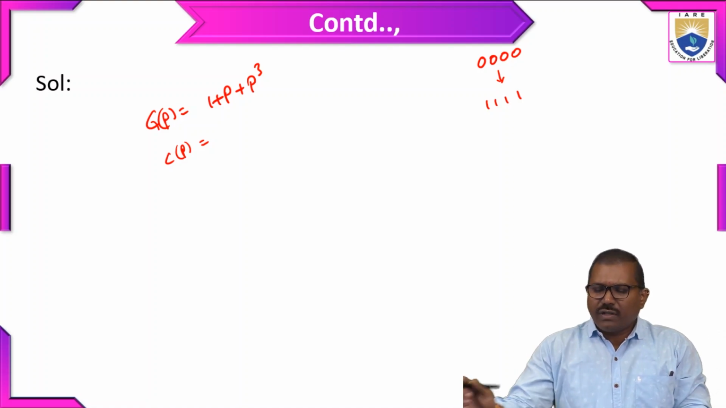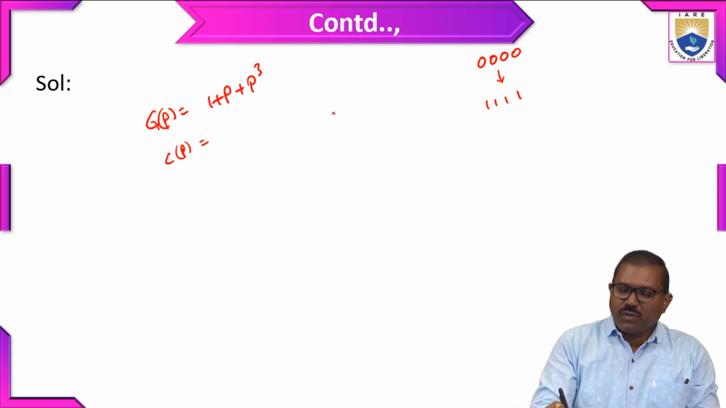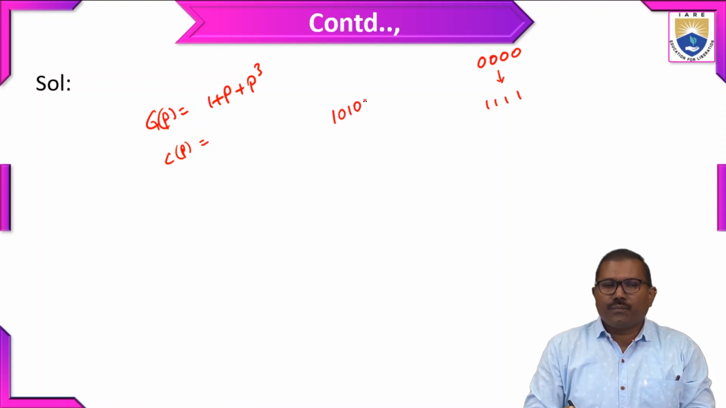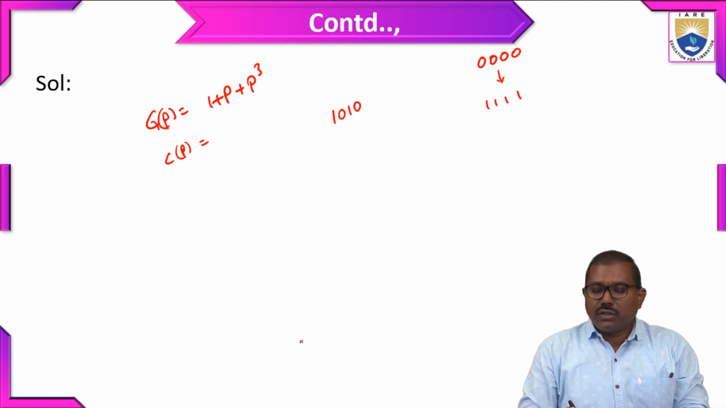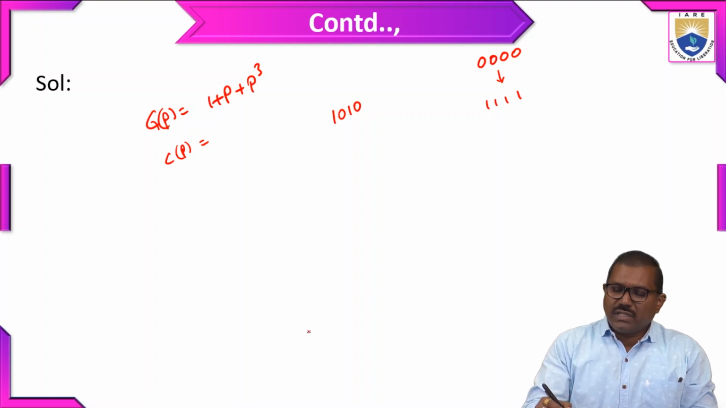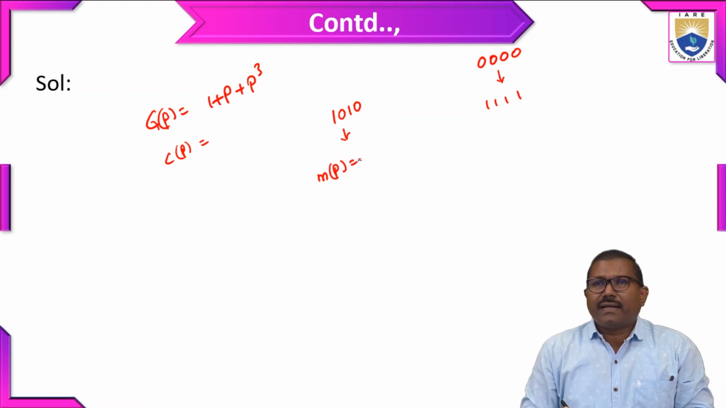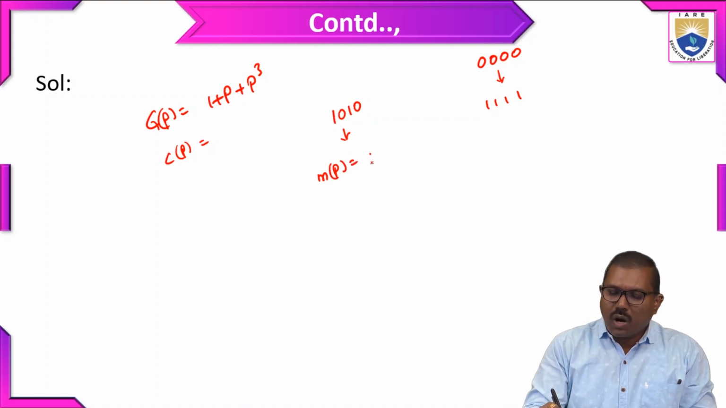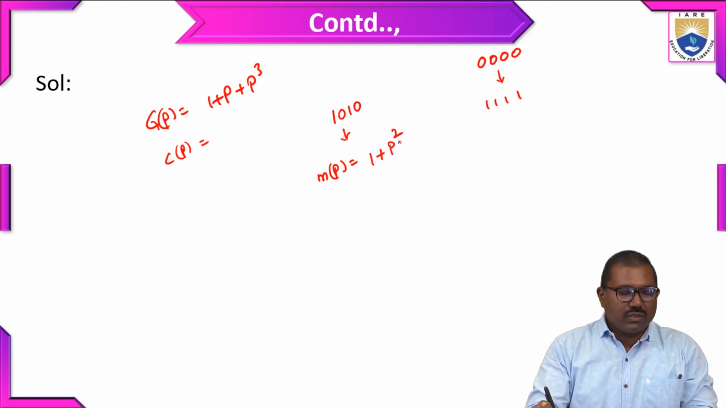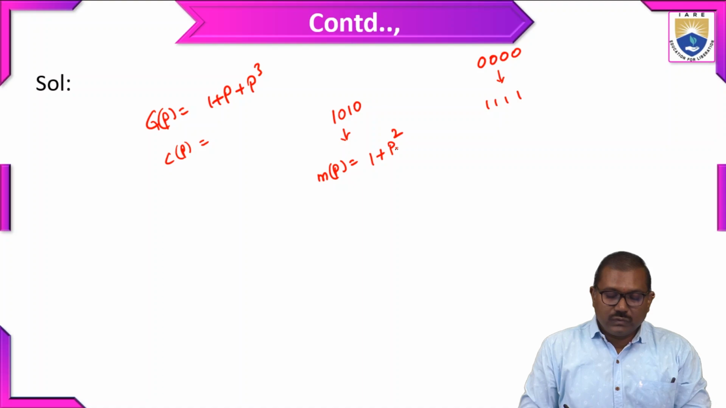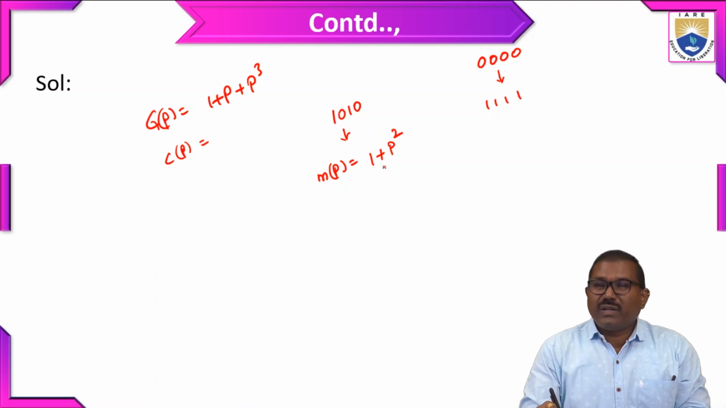For example, here I am taking one message vector, 1010. How do we write the message polynomial from this message vector? Here it is 1 plus p squared. So this is my message polynomial.